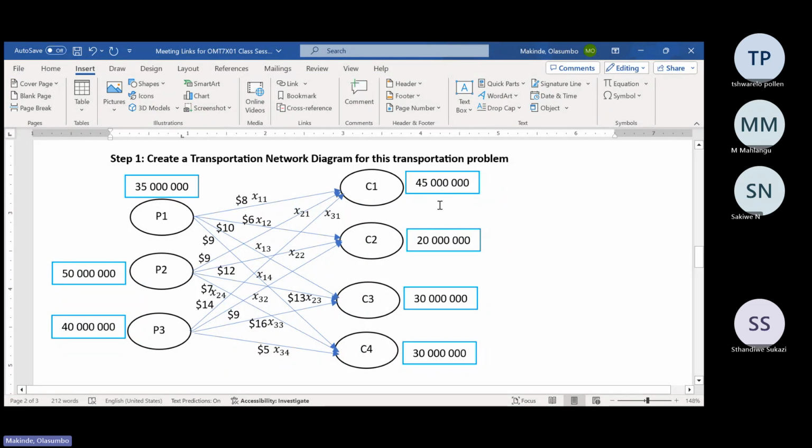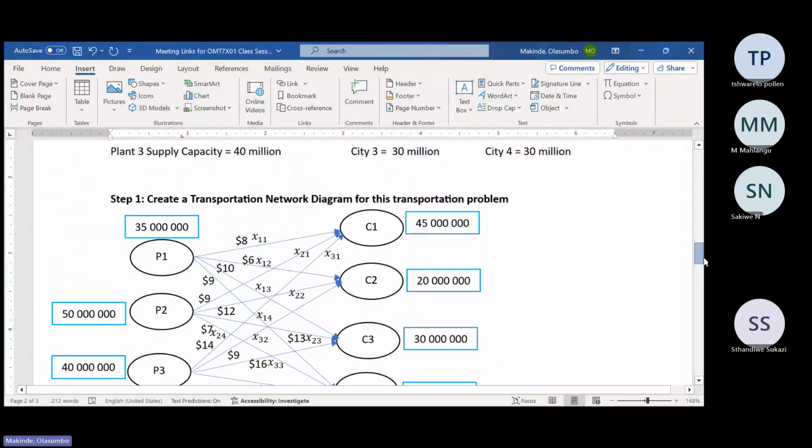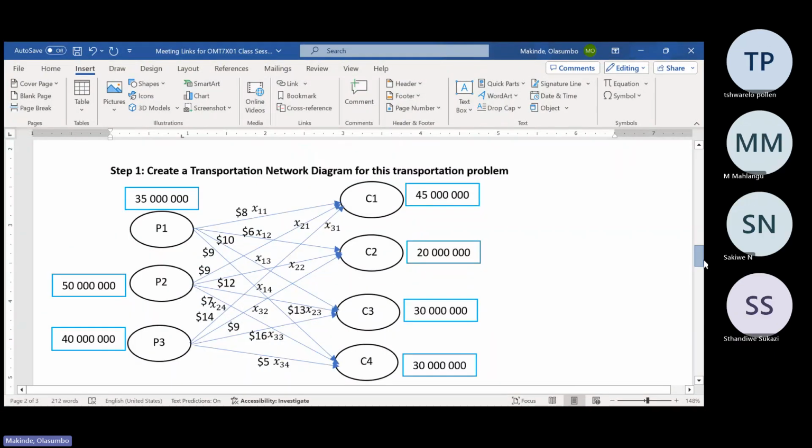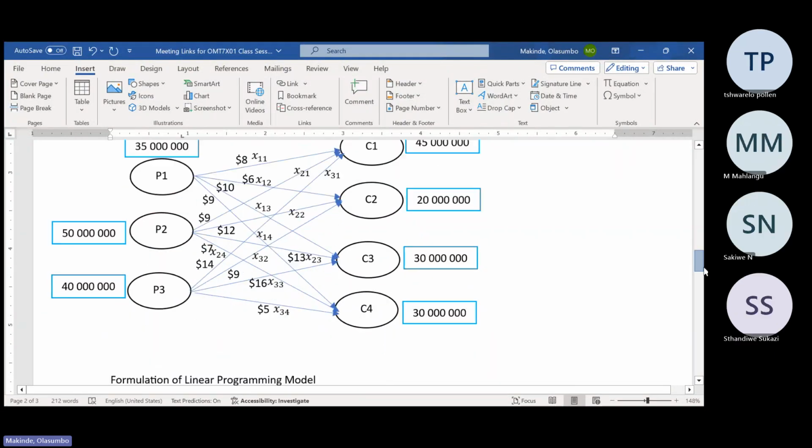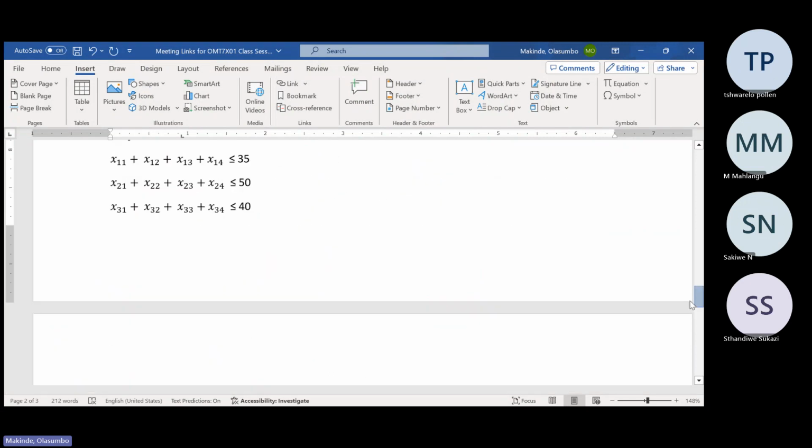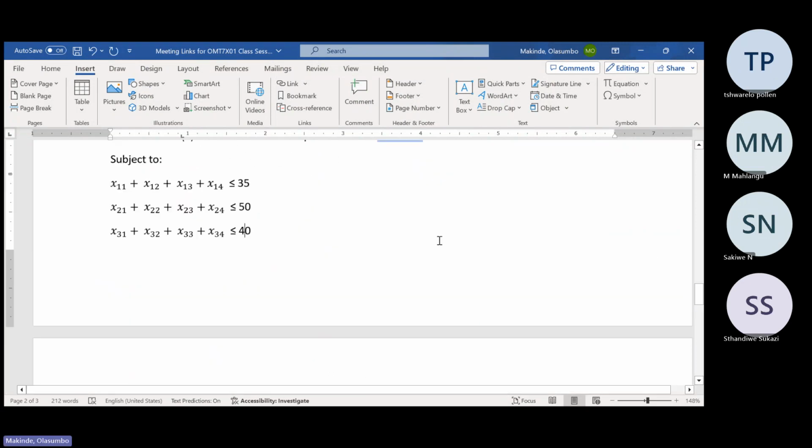So it must be the same as the amount. Anything they are getting from P1 and P2 and P3 should be equal to that 45 million exactly, because that's their demand. So that's the reason why when we say it should be equal to 45 million, that means when we write the mathematical expression, it will be equal to. So if I write that mathematically, that is X11 plus X21 plus X31 should be equal to 45. So let me copy this and just edit.